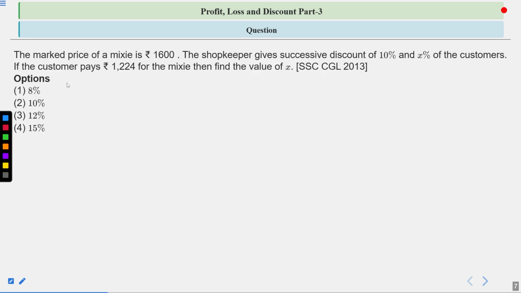The marked price of a mixie is 1600 rupees. The shopkeeper gives successive discounts of 10% and X% to the customer. If the customer pays 1224 rupees for the mixie, then find the value of X. And this question was asked in the SSC CGL exam 2013. So there are four options. First one is 8%, second is 10%, third one is 12%, and fourth one is 15%. Now you have 10 seconds to analyze the question. Your time starts now.